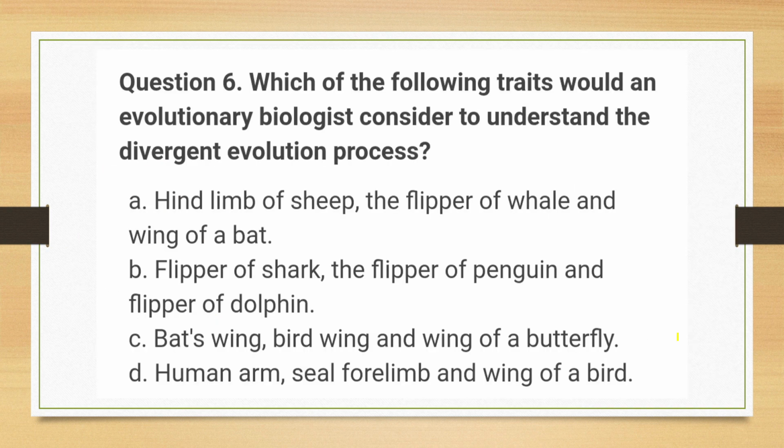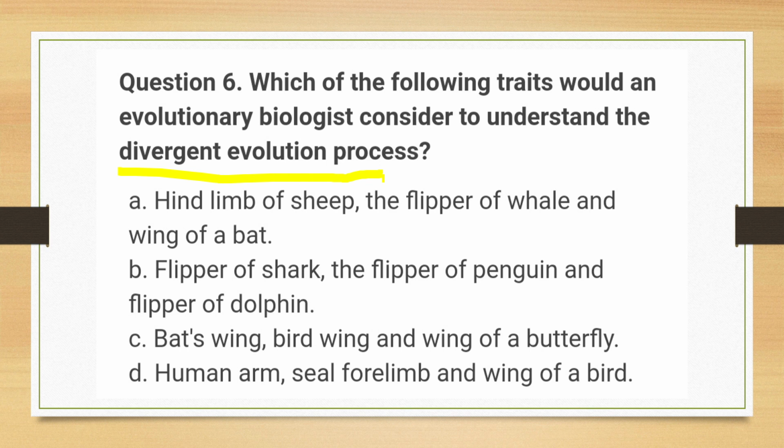Which of the following traits would an evolutionary biologist consider to understand the divergent evolution process? So, to understand the divergent evolution process, we have to find out the homologous organs. Divergent evolution means it is a kind of evolution process where different species evolve from the same ancestor due to their habitat, their presence in different environmental conditions. That means their ancestor is the same, so they share homologous organs.